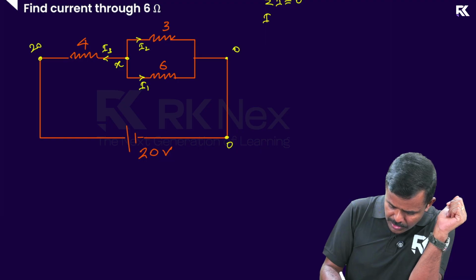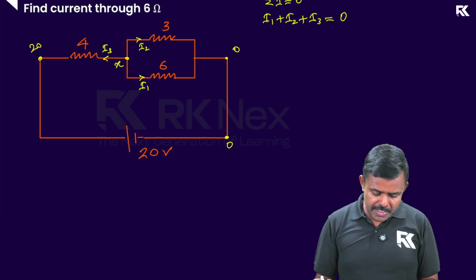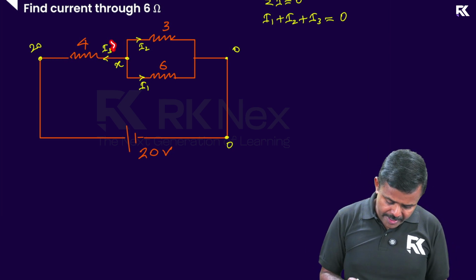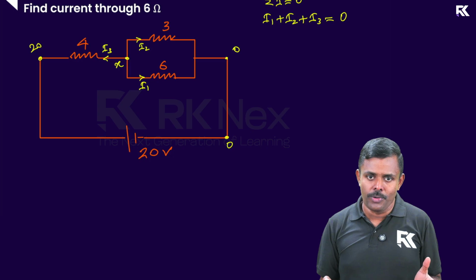Sigma I is equal to 0, or I1 plus I2 plus I3 should be equal to 0. What is I1? Look at this. This is I1, right? How to find I1? Potential difference by resistance, Ohm's law.